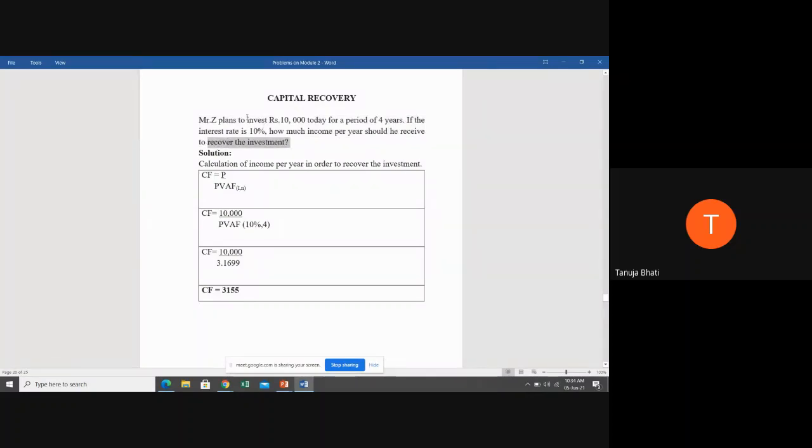Students, as I told you, the initial investment is nothing but your capital. So to recover the capital, what income should he generate every year for a period of 4 years? When there is an investment and they are asking for recovery of the investment, it is nothing but a problem on capital recovery. So what are they asking? Every year, how much amount should be generated in order to recover this 10,000 rupees?